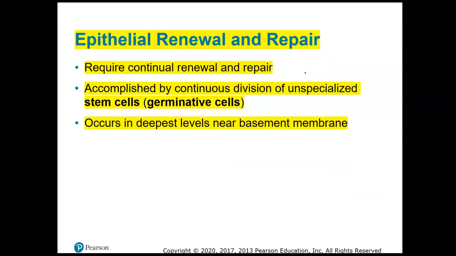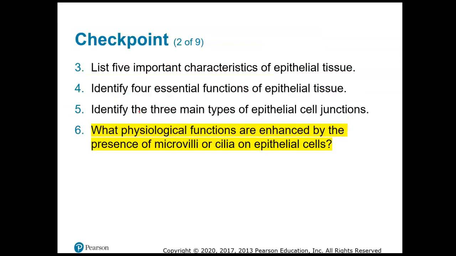Epithelial tissue renewal and repair. Epithelial tissue requires constant renewal and repair. If you think about the skin, that's a good example. So epithelial tissue always has to have stem cells or germinative cells. The stem cells are able to divide and make new cells whenever the old cells are lost. And you always have stem cells near the basement membrane in the deepest layers.